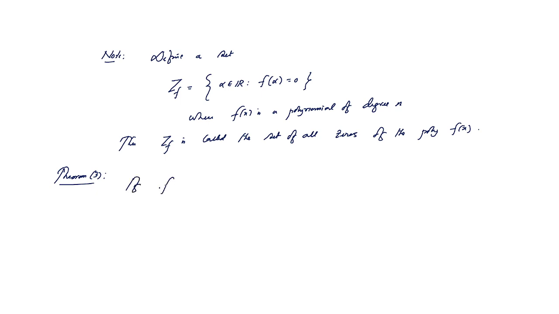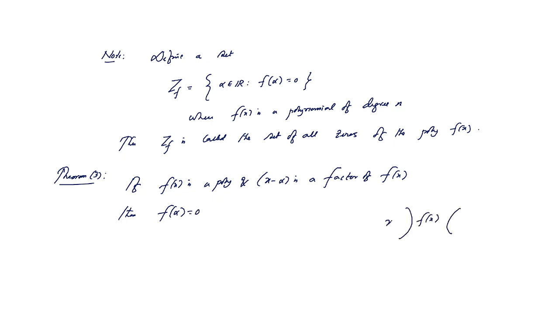If f(x) is a polynomial and x minus alpha is a factor of f(x), then we can say f(alpha) equals 0. That means f(x) is divisible by x minus alpha, the remainder is 0. And the converse is also true.